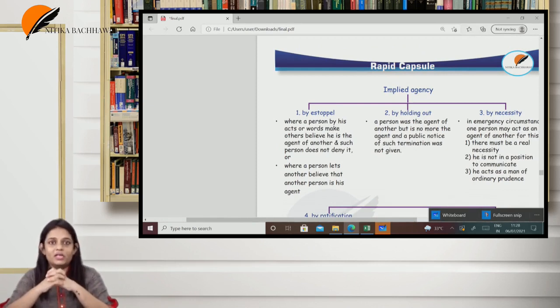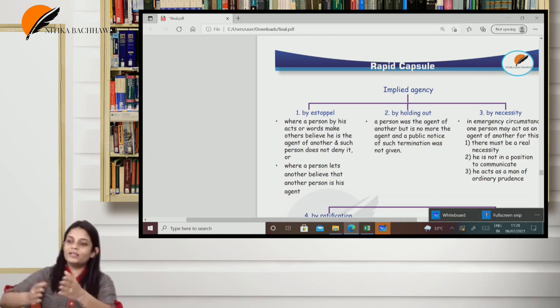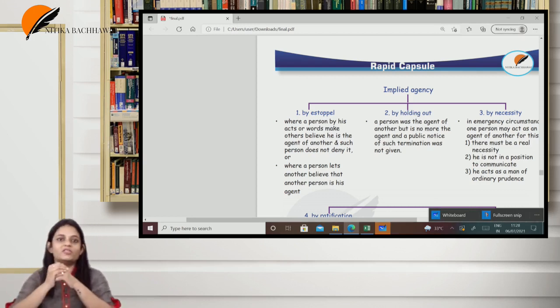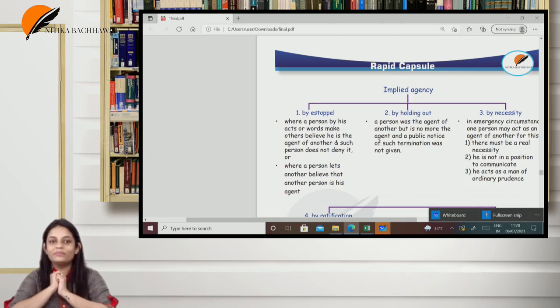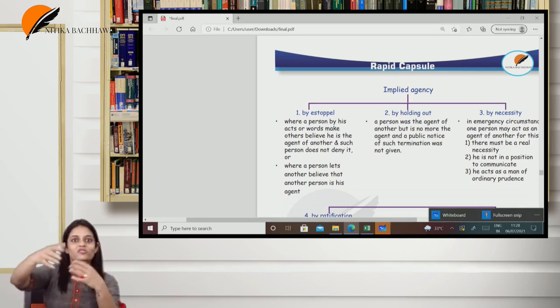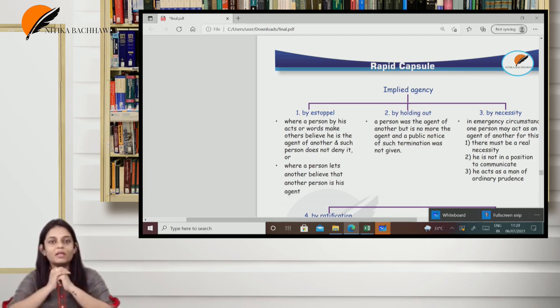This is one word which is used in law so many times. I am not your agent, but by my words or by my actions or by your words or by your actions, you make everyone believe I am your agent, or I make everyone believe I am your agent. Right? You say, meet her, she is my agent, and I keep quiet. Obviously, I am an agent. I say, I am his agent, and you keep quiet. Then what? I am your agent.